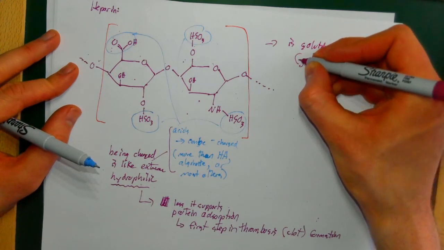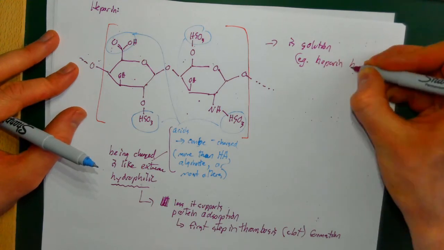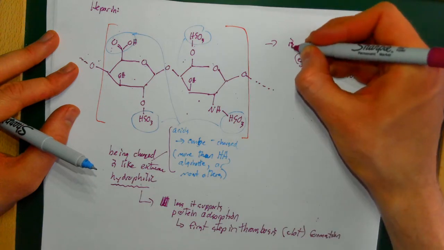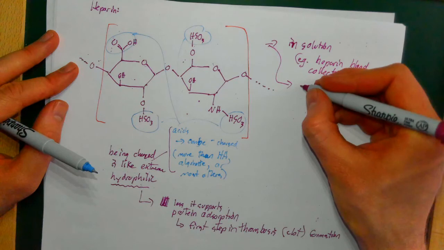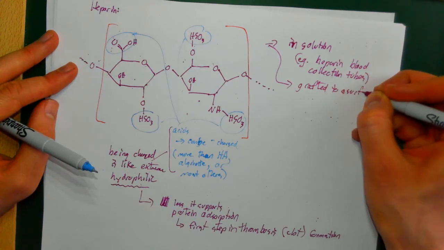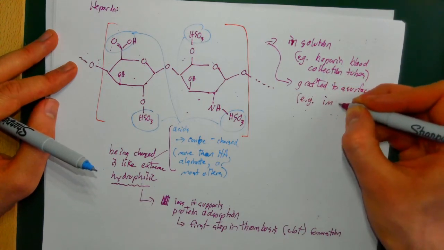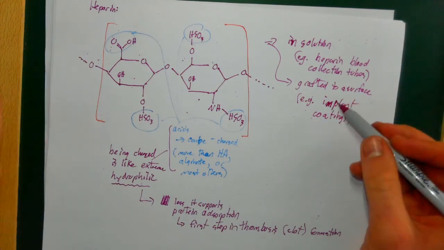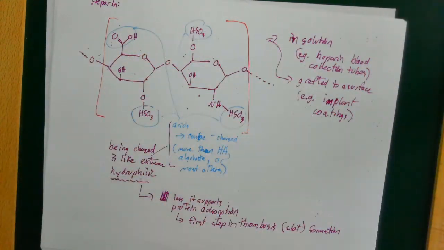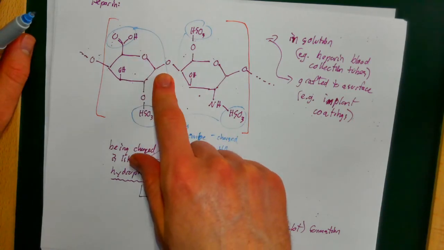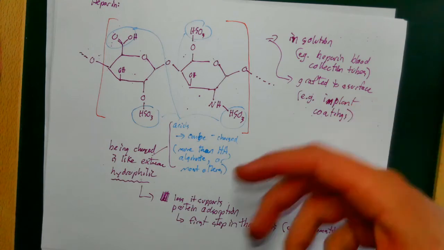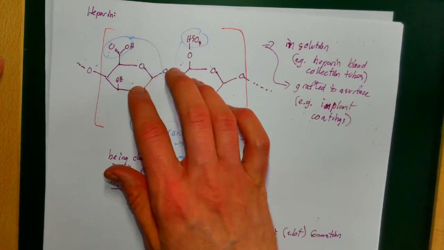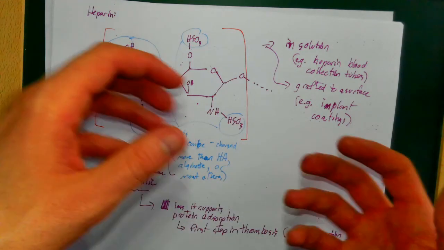So this can be used in solution, for example, heparin blood collection tubes. Or it can be grafted to a surface, for example, implant coatings. So some people have explored heparinizing stents or other blood contacting biomaterials, basically coating the surfaces in heparin to make those implants not give the patient a whole bunch of thromboses if those implants contact blood. Of course, the tricky thing is, your body can naturally digest some of this heparin, so the durability of those coatings and their long-term efficacy is still something that people are working on.